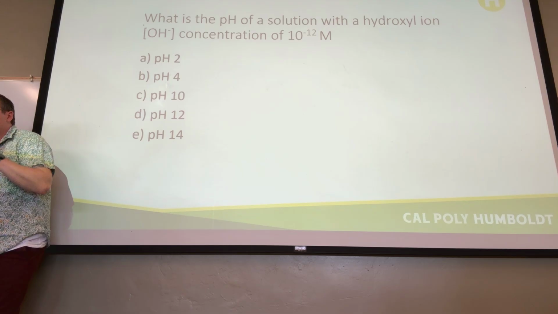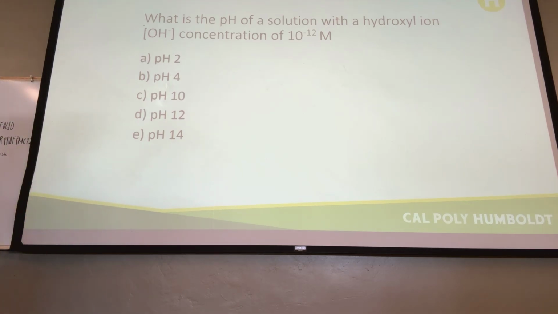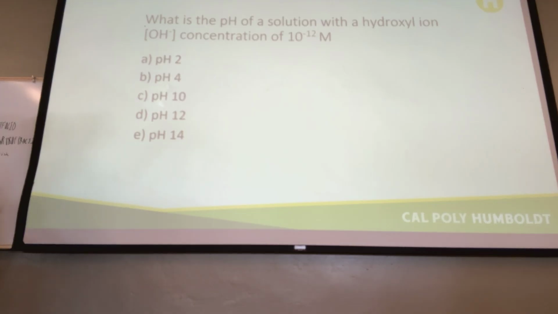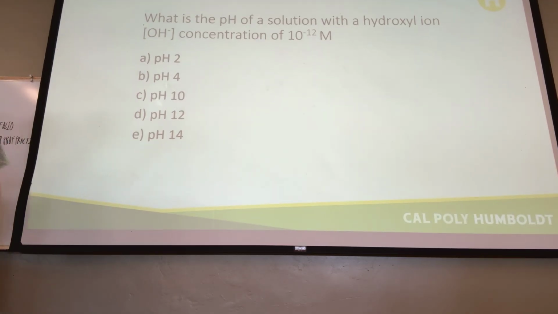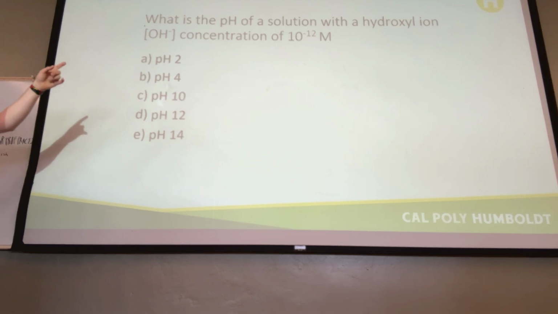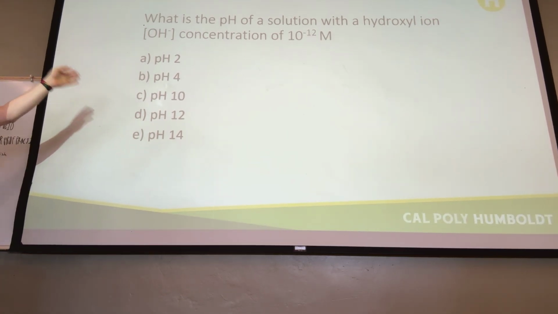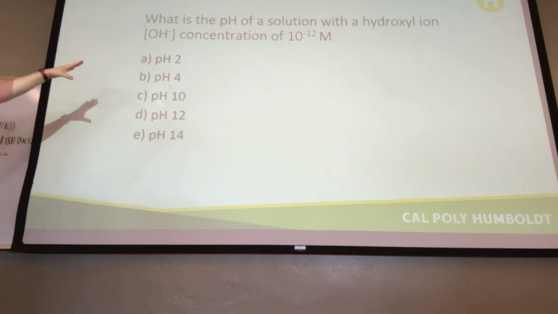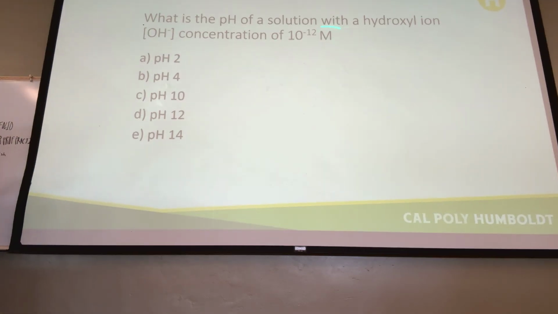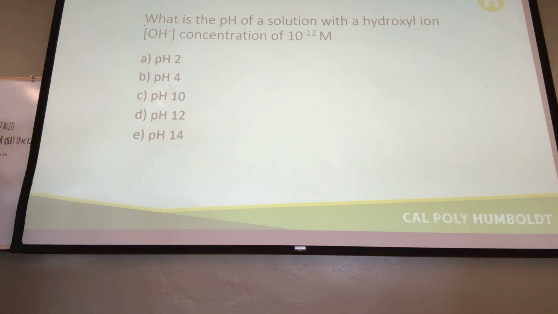And yeah, great. What is the pH of a solution with a hydroxyl or hydroxide ion concentration of 10 to the negative 12? Now, hydroxyl versus hydroxide, I still see them both being used interchangeably. It's pretty weird, but let's not worry about that too much, okay? If it's 10 to the negative 12 molar for the hydroxide ion concentration, yeah?